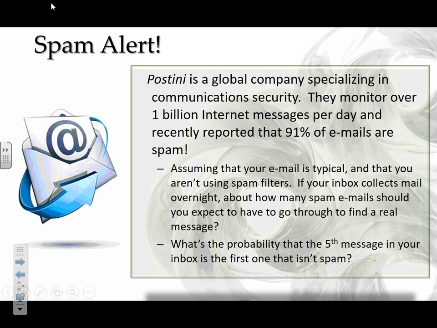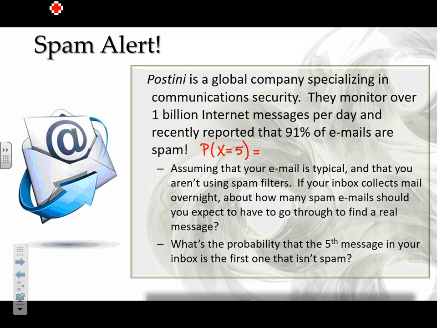What's the probability that the 5th message in your inbox is the first one that isn't spam? So what they're asking us to calculate here is the probability that our first success is equal to the 5th message. So if we think about our probability distribution that we created, if my 5th message is the first time I see a success, what does that mean has happened on the first 4? They've been fails, they've been spam, right?